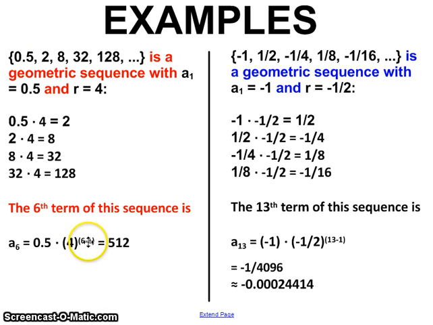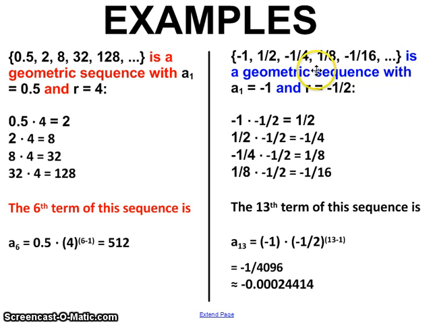R is the number that has the exponent. That's 4. And the exponent is going to be n minus 1. We're looking for the sixth term, n equals 6. We plug that in, we get 4 to the 5th power times 0.5. Put that in the calculator, we get 512.